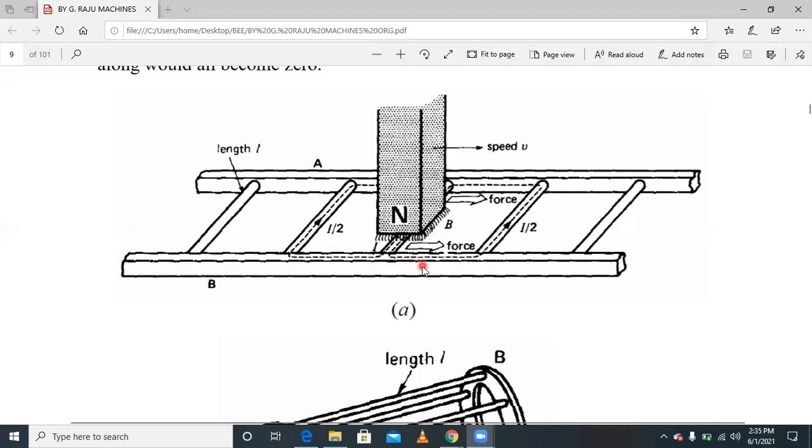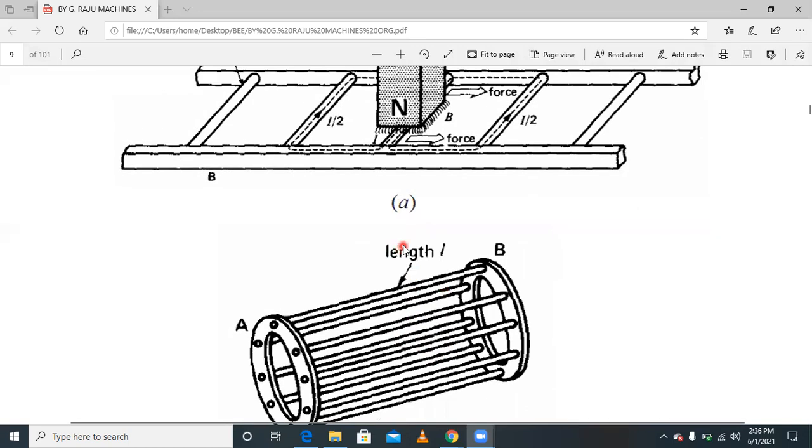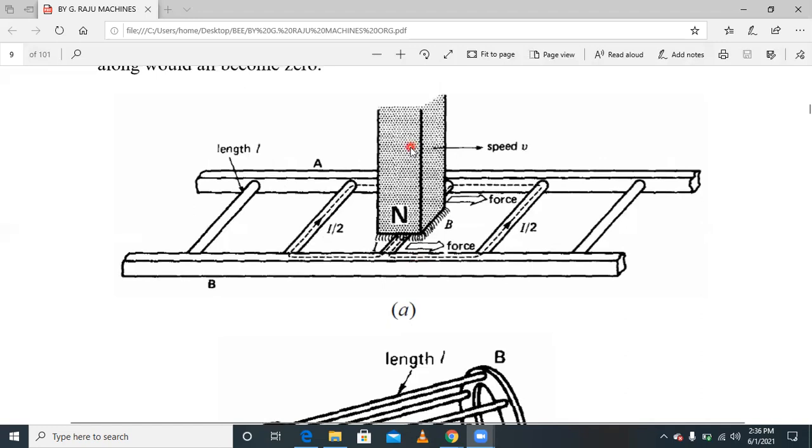The rotor does not rotate at the same speed as this permanent magnet. It is not rotating at synchronous speed. It's always rotating at less than the synchronous speed. Synchronous means nothing but the speed at which the magnetic field is rotating, the stator magnetic field, that is called here the permanent magnetic field.